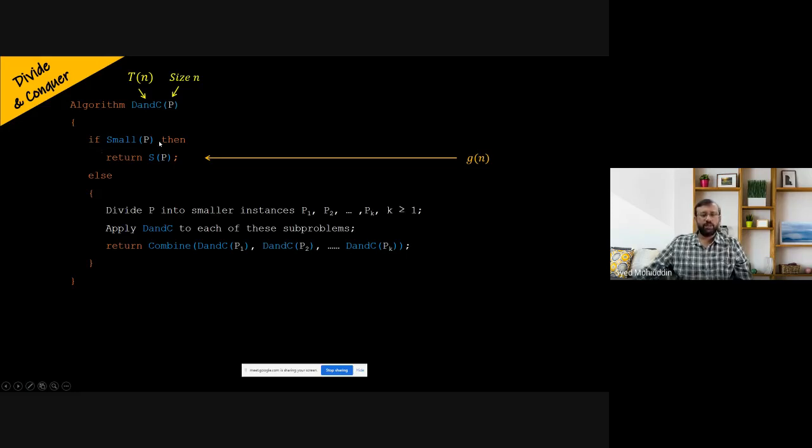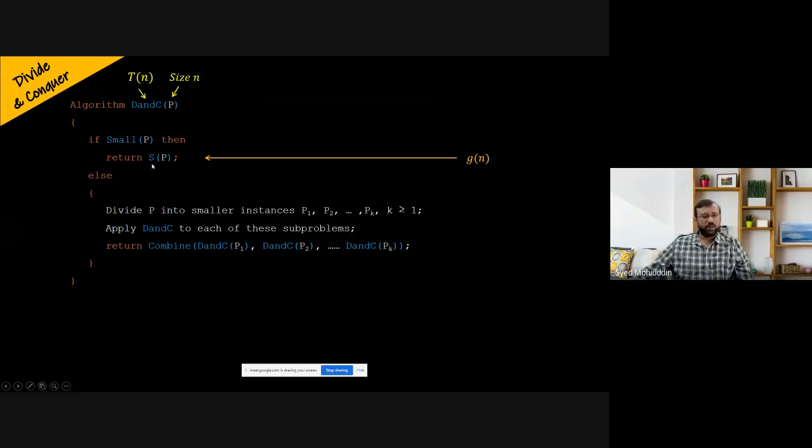Now, if the problem P is small, this is a primitive statement, and it will return the solution to that problem. We have already said in the earlier classes that primitive statements take unit of time. The same way, the if is a primitive statement, so it takes unit of time, and because unit of time is constant, we can ignore that.